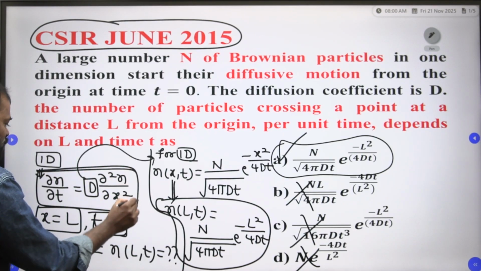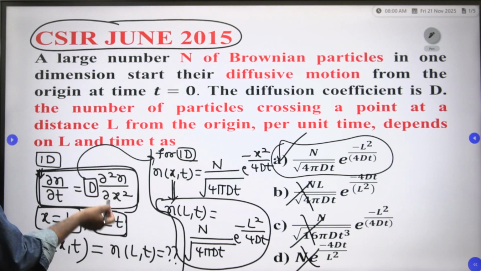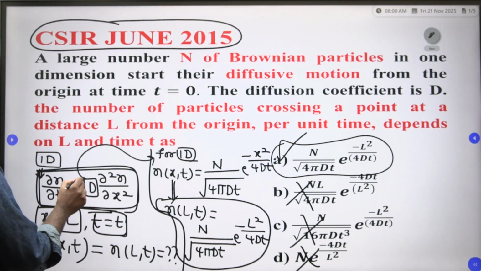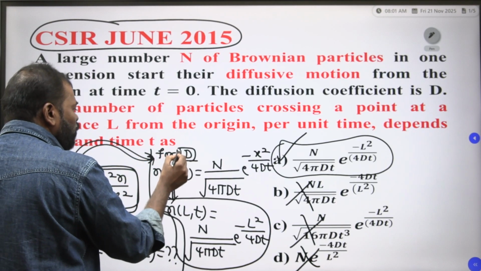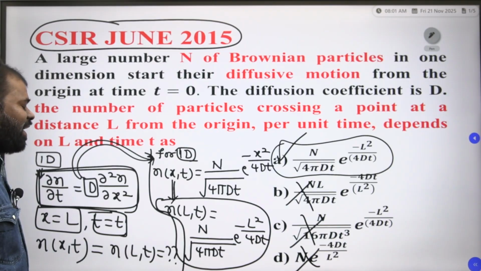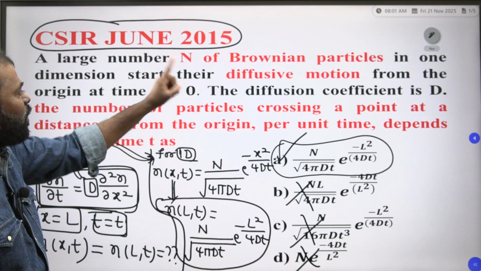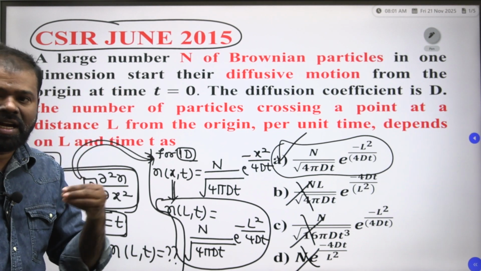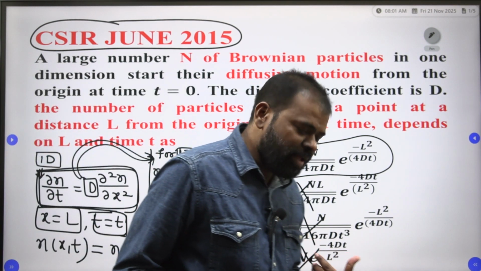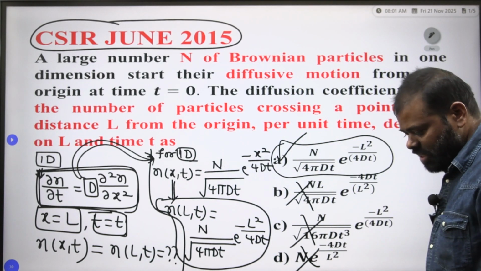You know the diffusion equation. What is your diffusion equation? Dou n by dou t is equal to d into dou square n by dou x square. If you solve this diffusion equation for one dimension, you are going to get this one. For 3 dimensions it is different, but our Brownian particle is moving in 1 dimension only, that is why we have to take that one only. Clear? Like this we have to do in our competitive examination.